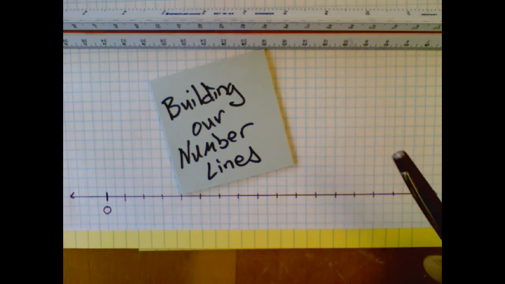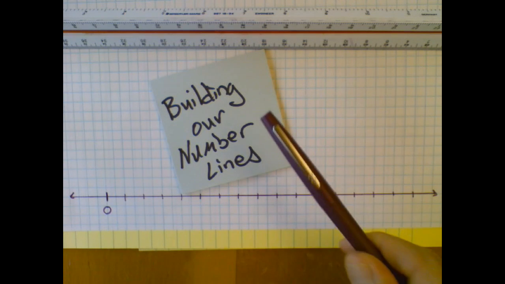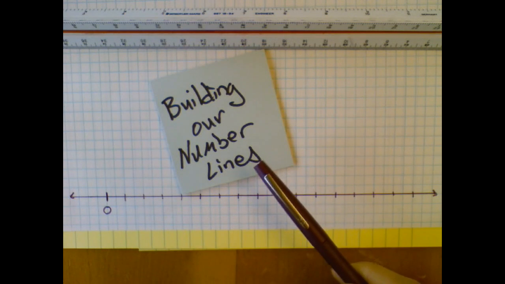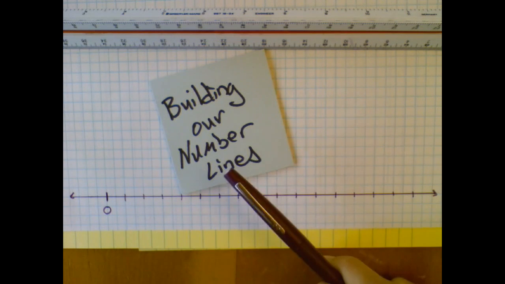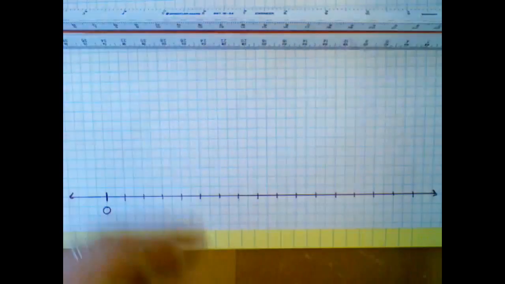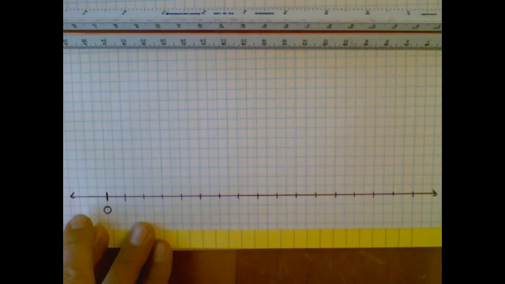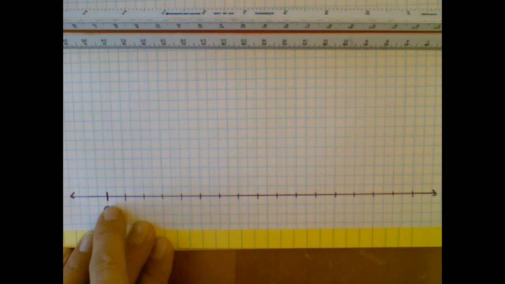Okay, so in this video, we're going to show how we're going to build number lines. The number lines will be used in order to be able to compare different decimal and fraction values. So we started off by making one line across our grid paper, and we marked every other line.